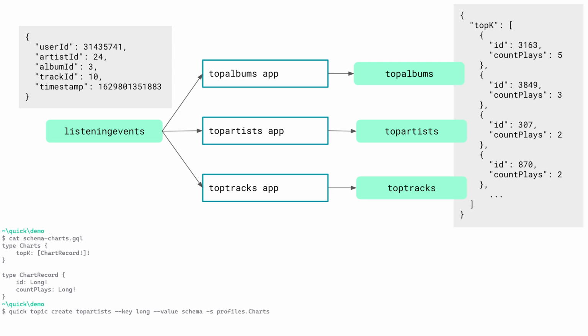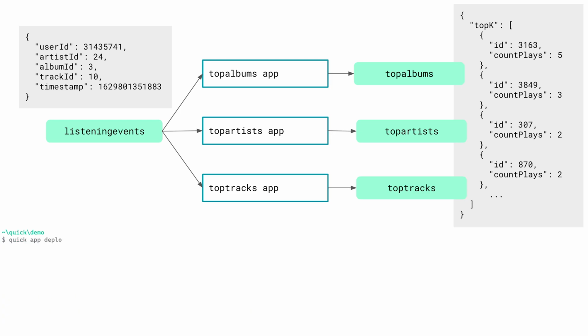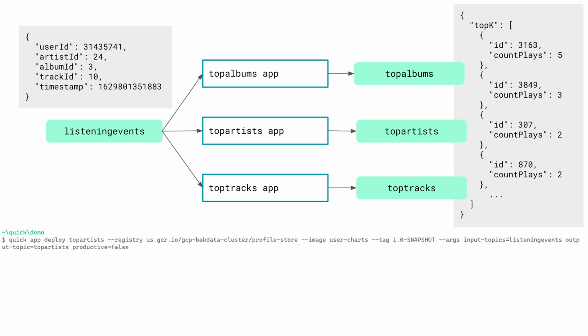We created three topics with this command. I will show this for top artists. And then we deploy the corresponding Quick application the same way as before, with quick app deploy top artists. This time the image name is user charts, and as arguments there are the input and output topics. What that app does is find the most listened artists of a user, comparing the count of plays.